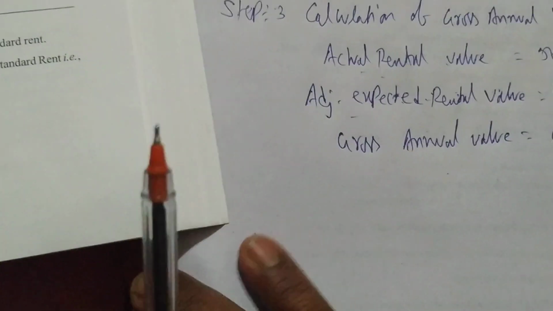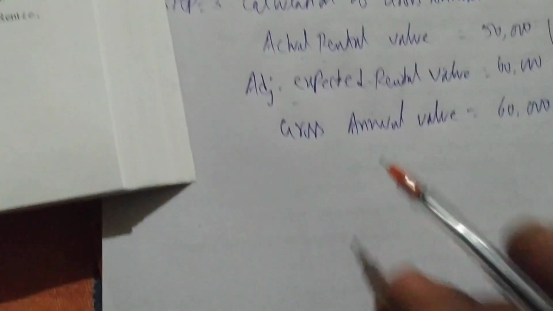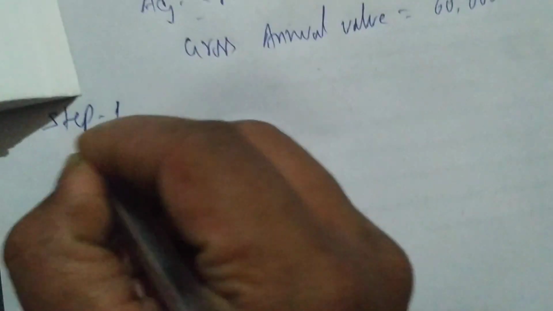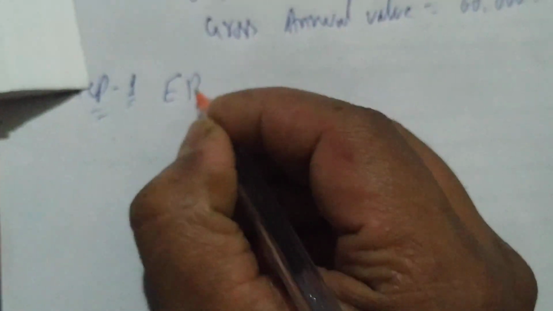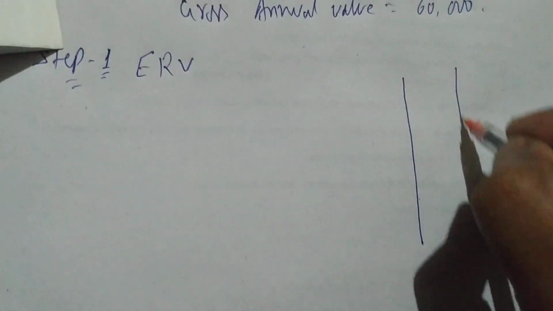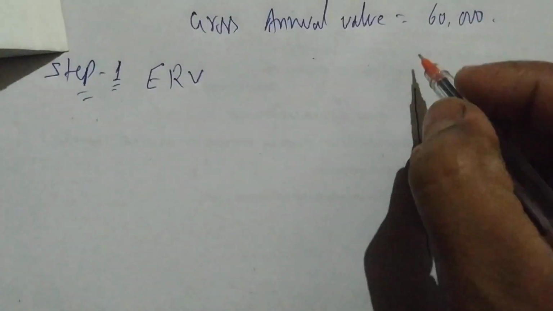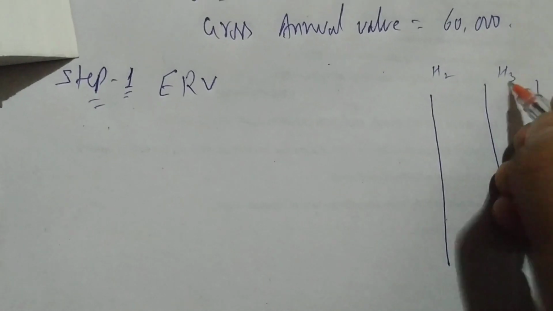So house 2 I am doing here. This is for house 1. Next is for house 2. I am doing in shortcuts. Okay. I write all short forms. So step number 1. What is step 1? We have to find out expected rental value. So I am preparing 2 columns, house 2 and house 3. I'll write here house 2 and I'll write house 3.